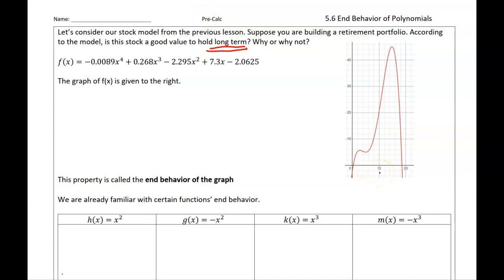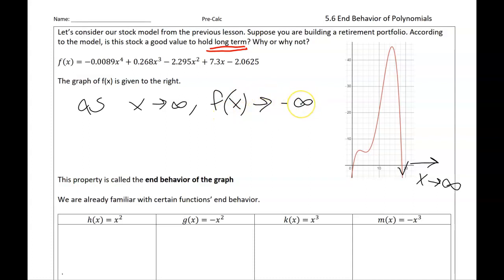So really what we care about is what happens to the graph as x gets very large, right? And we have this language from our study of limits of x approaching infinity. So that's really what we care about here. And notice, I would argue that this is a bad stock for my retirement portfolio based on my model, because as x approaches infinity, f of x approaches negative infinity.